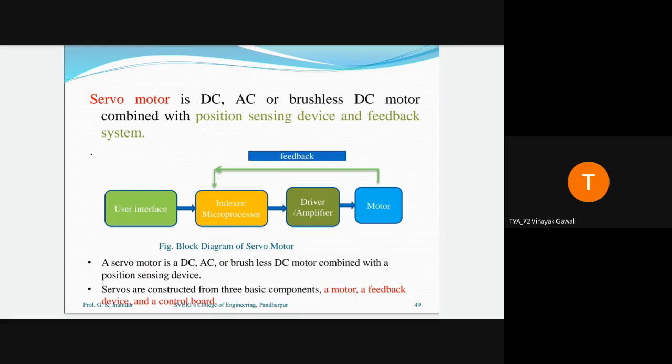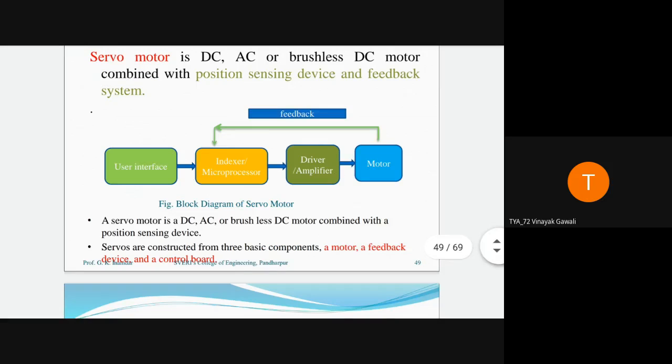The servo motor is a DC, AC or brushless DC motor combined with a position sensing device and a feedback system. Only a feedback system is added. According to the output, the controller will give the energy. Take an example: suppose we have started machining, or suppose we have started drilling. Whatever torque or speed in terms of rotation is required.